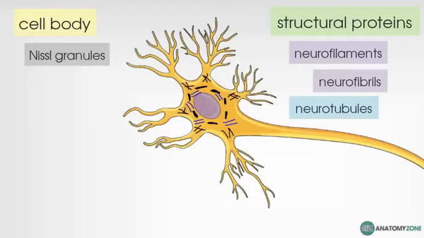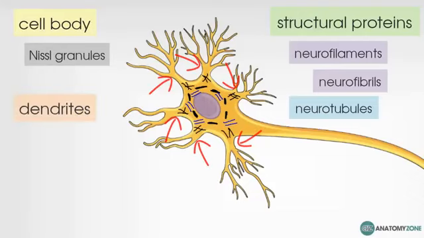The next thing to mention with regard to the structure of the neuron is these extensions that you can see coming off the cell body. These are known as dendrites, and they're highly specialized structures responsible for receiving information from other neurons at synapses, which are the junctions between different neurons.